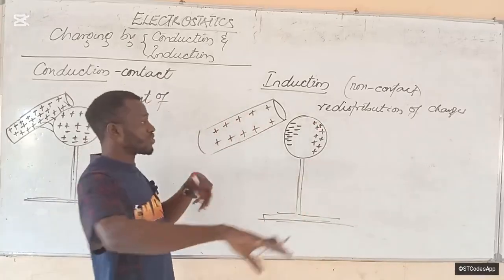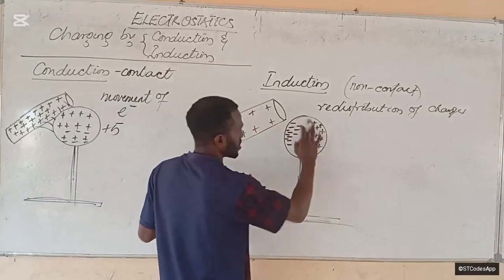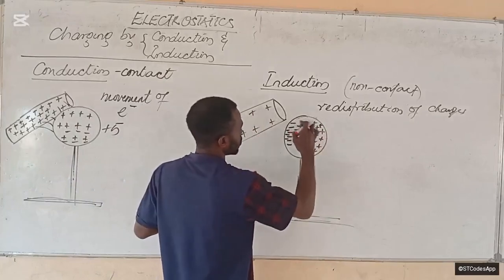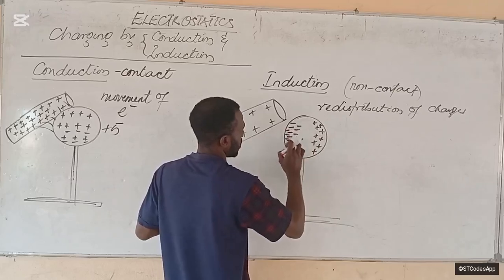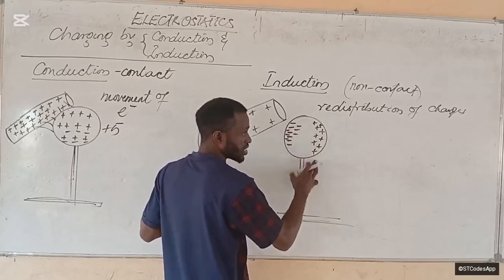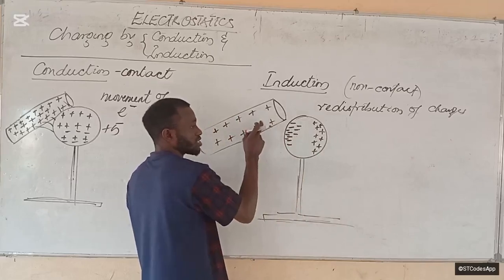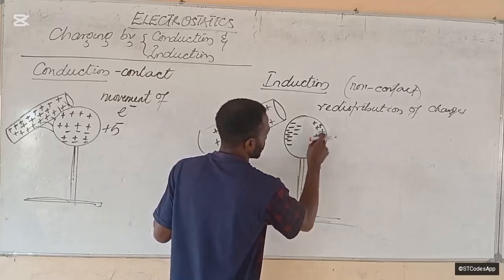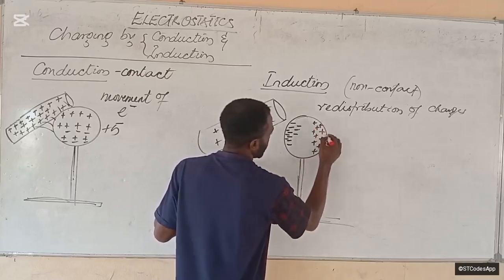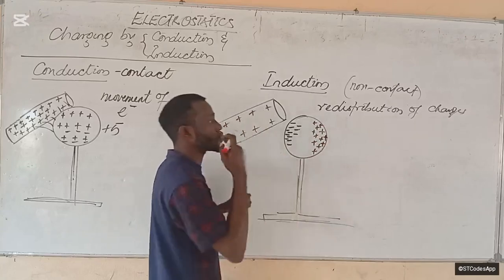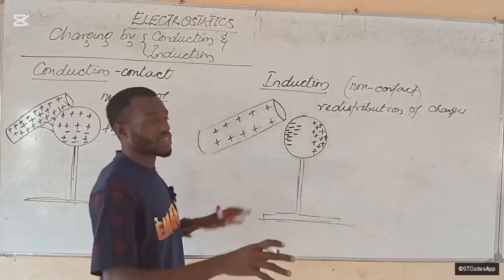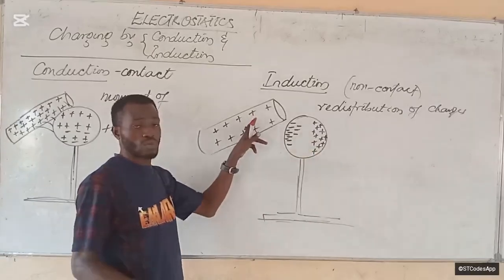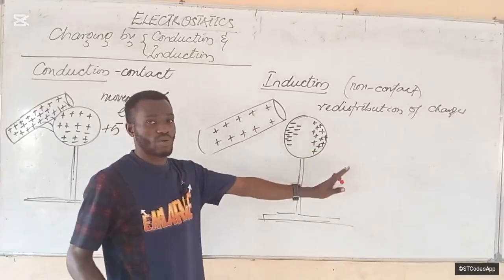There will be redistribution of charges. Equal numbers of positive and negative charges initially will now separate. So we now have 12 negative charges that will move here because they are attracted to these positive charges. And 12 positive charges will move to the other end, to move away from these positive charges.